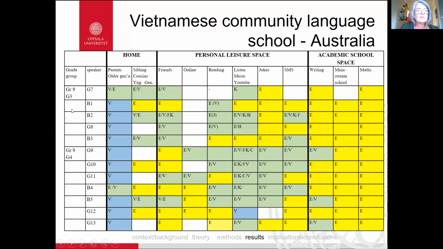This chart here shows what the grade 9 students at the Vietnamese school reported. A lot more Vietnamese only being reported here, being used at home, and the academic school space very much dominated by English. And quite a lot of English, even in personal leisure space here. But again, a lot of students report using a whole range of languages, even Korean here, Hindi, students who are listening to Bollywood movies, studying Japanese, J there for Japanese. So this is what the charts that I devised look like.